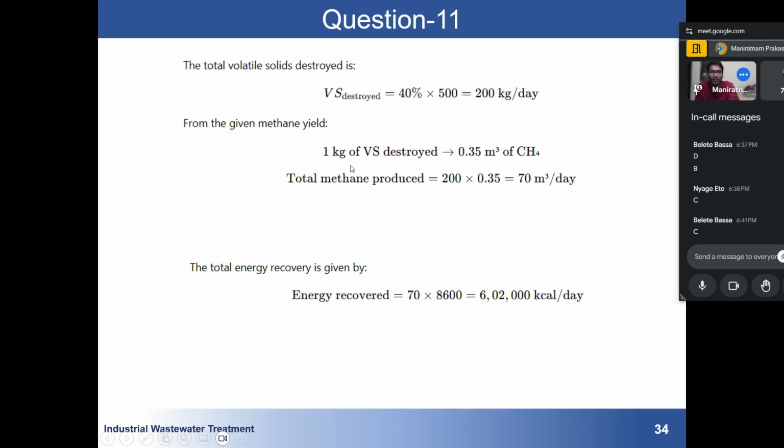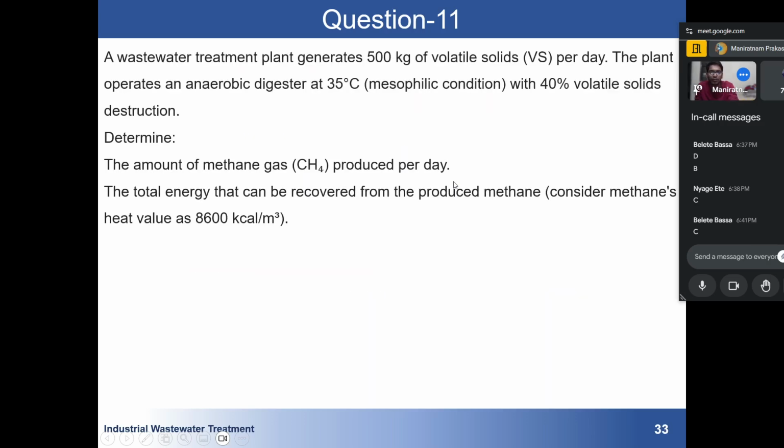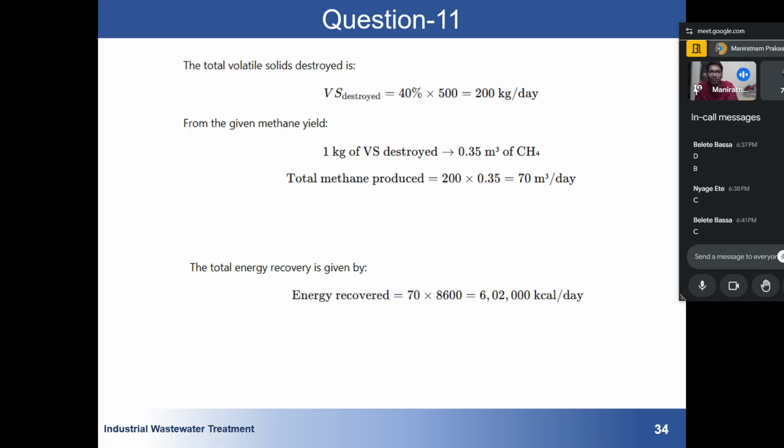Okay, it's no problem. So for total methane produced, you can see that out of this much, 40% is destructed. 40% is around 200 kg per day. So 200 kg into 0.35 gives 70 meter cube per day. And energy recovered can be 176 thousand, that is this much kilocalorie per day. So if you produce this much methane, this much energy can be produced per day, and this can be used at several places.